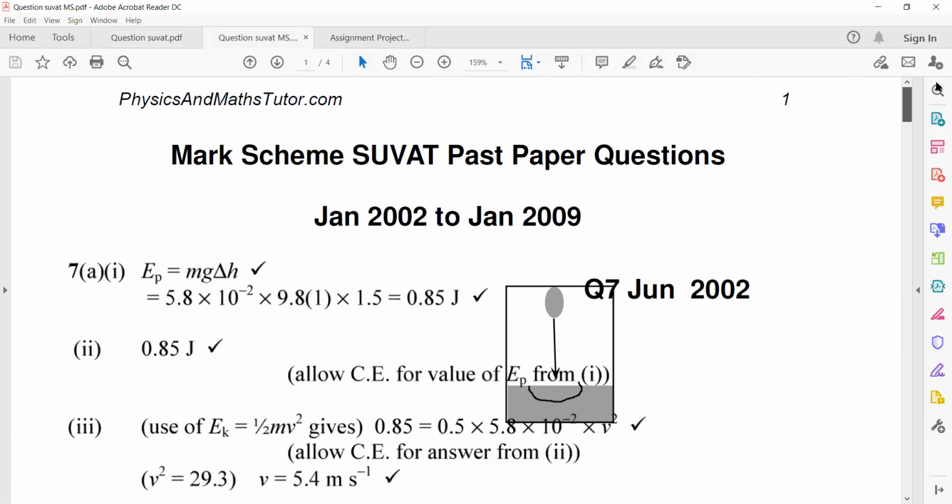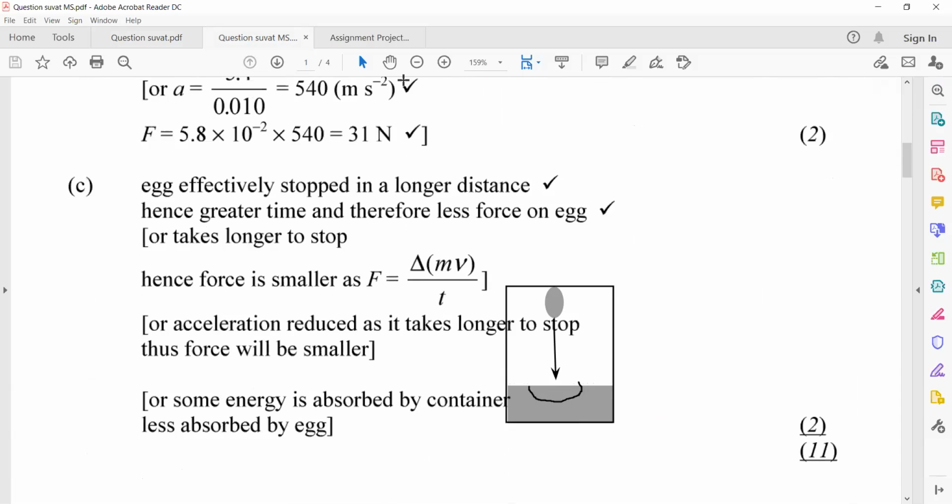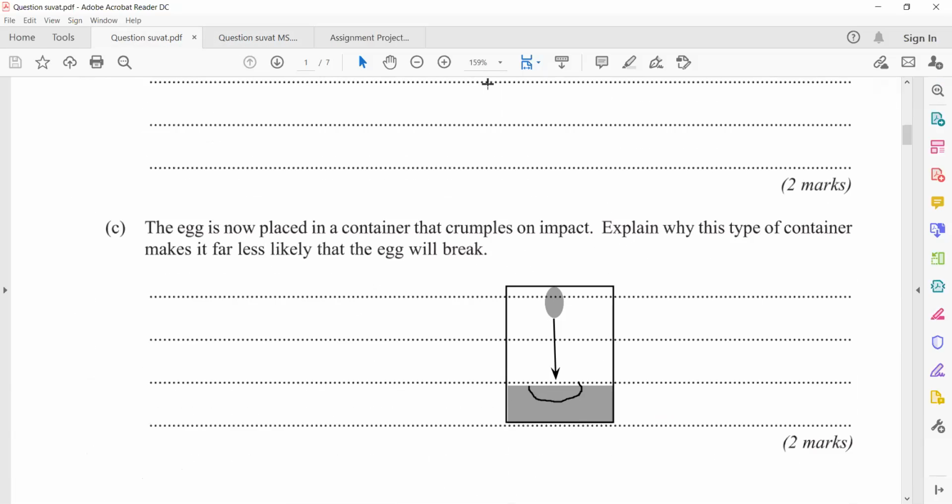So this is related to momentum and impact. It will take a longer time. And this is related to what you studied in O levels: the impulse is equal to the change in momentum, or F is equal to the rate of change in momentum, mv minus mu over t. As the container crumples on impact, it will take more time to stop the egg. If it takes more time to stop, the egg will experience a smaller force, so it is less likely to break.